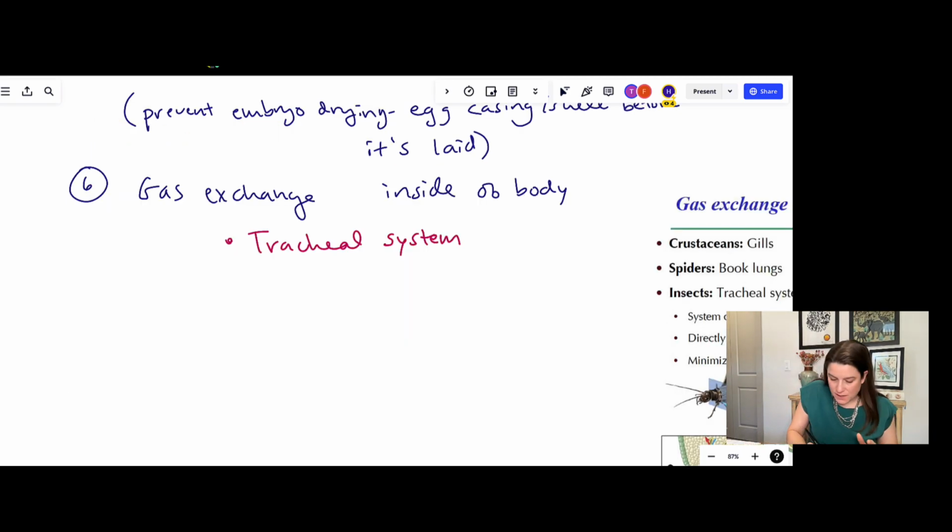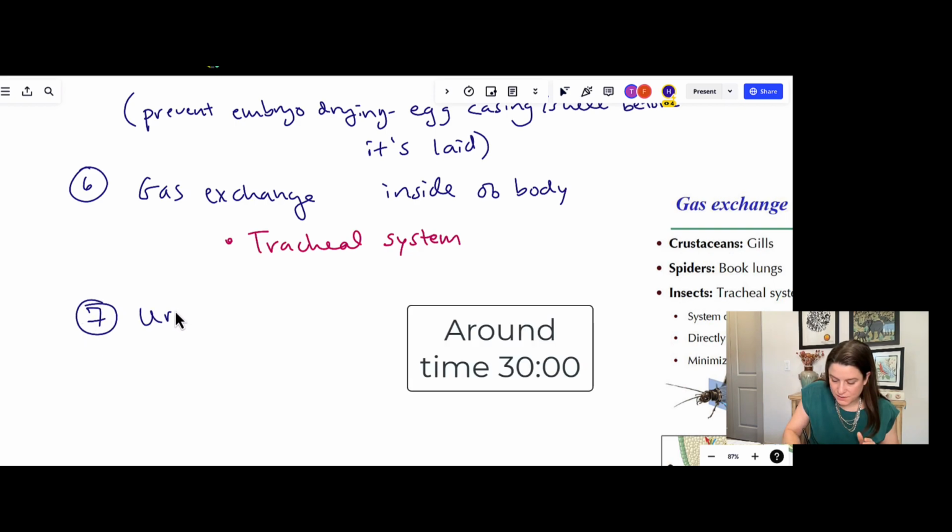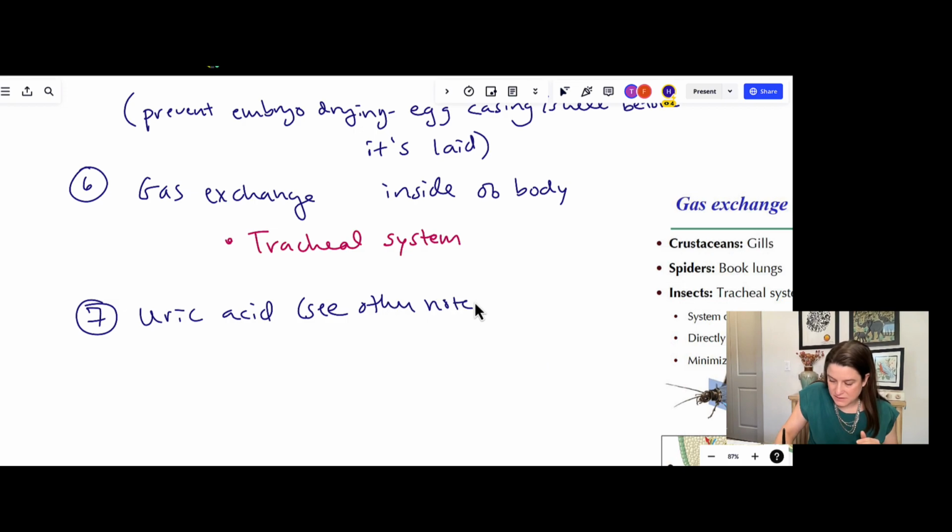The nitrogenous waste, we already talked about that, they use uric acid. And I'll just say see other notes.